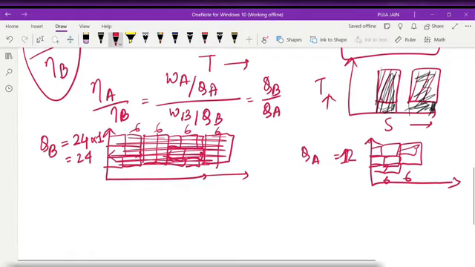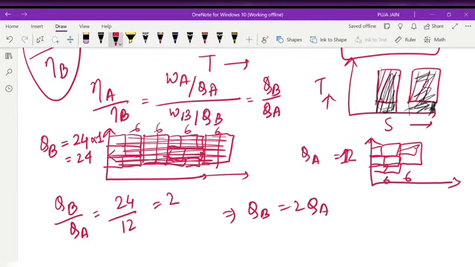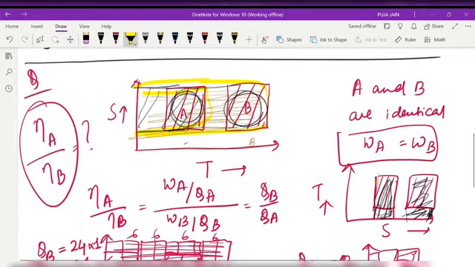So basically we want QB by QA. So I can say what? This is 24 and this is 12. So this is 2. So QB is basically 2 times QA. Clearly also with the symmetry of the figure you can understand that QB, this area covered, is twice this area.